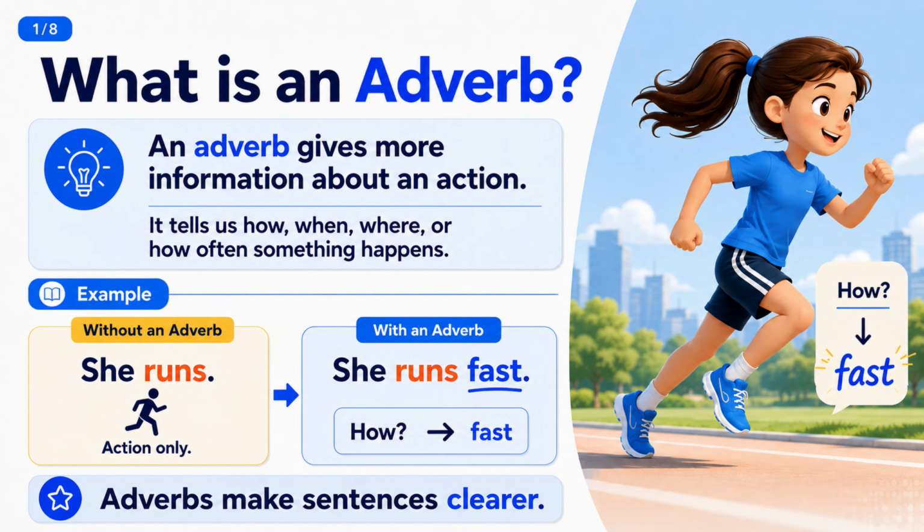What is an adverb? An adverb gives more information about an action. For example, "she runs" tells us the action. But "she runs fast" tells us how she runs. The word "fast" gives extra information.